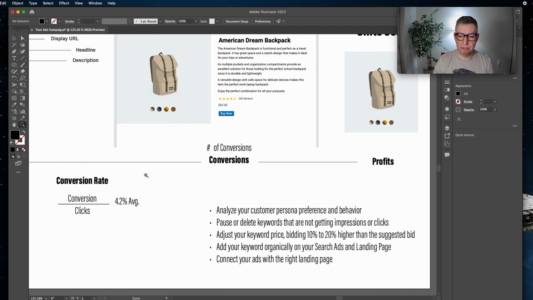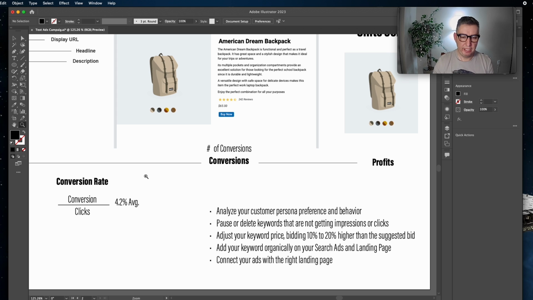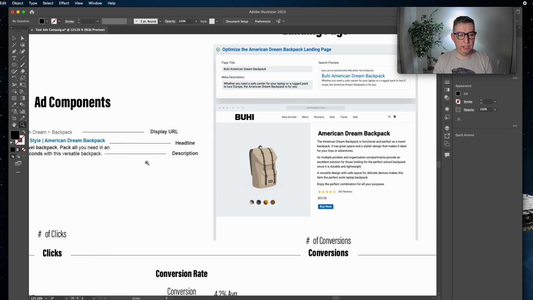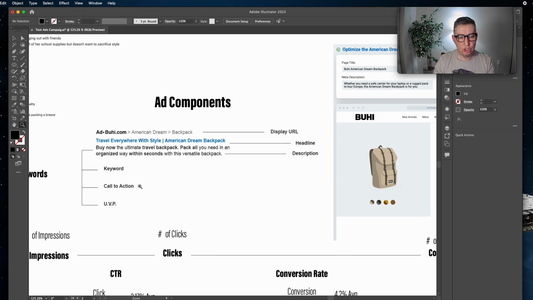Finally, here are some tips or advice for you guys: analyze your customer personas, preferences, and behaviors. It's very important because I can use this information to create more attractive advertisements. So I'm going to go back here and check this advertisement. It says, "Travel everywhere with style, American Dream backpack. Buy now the ultimate travel backpack. Pack all you need in an organized way within seconds with this versatile backpack."